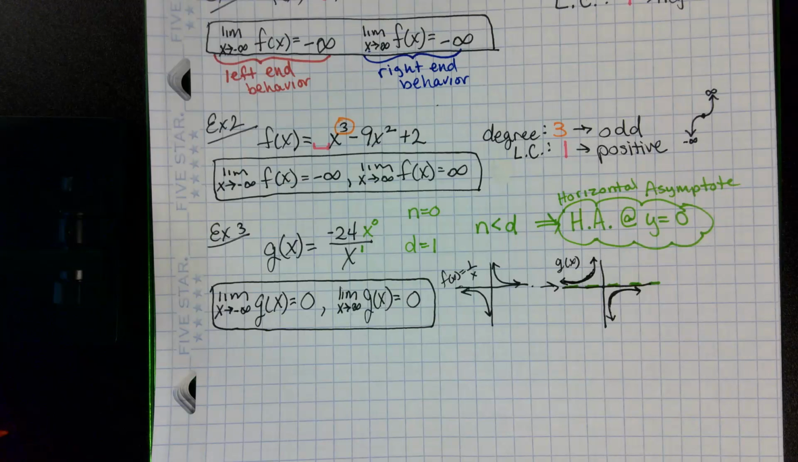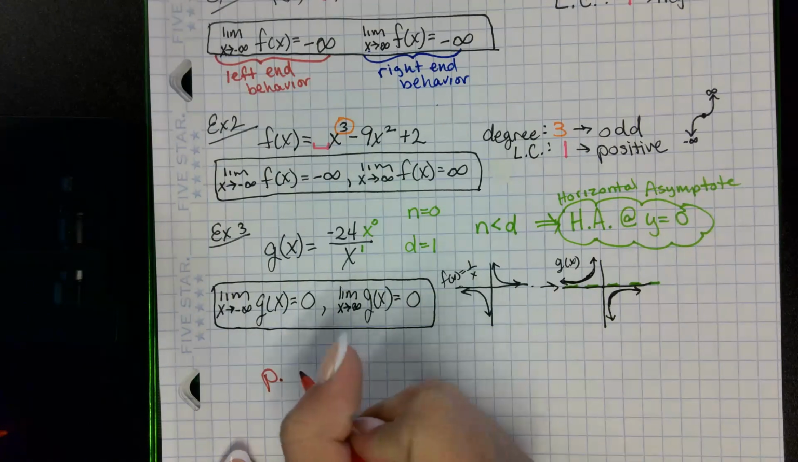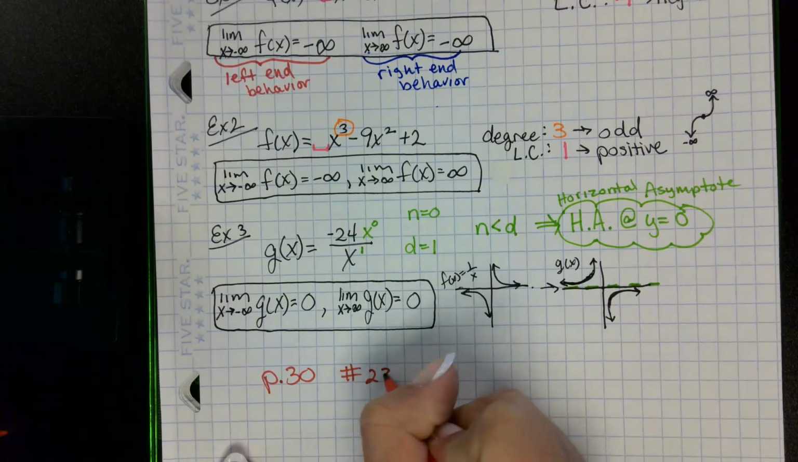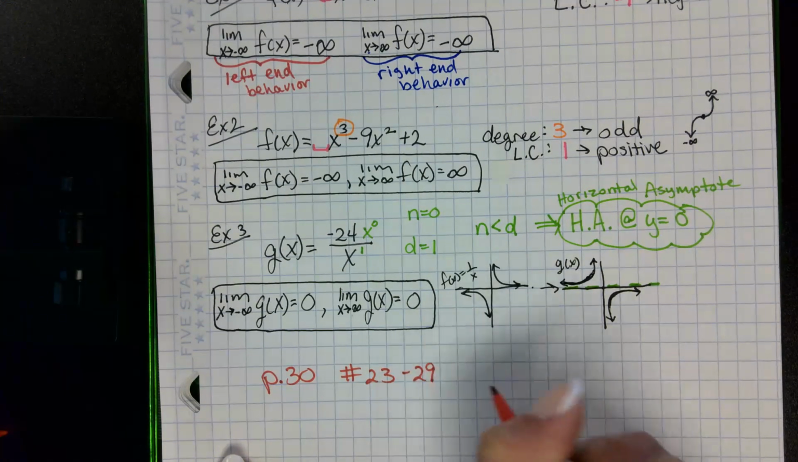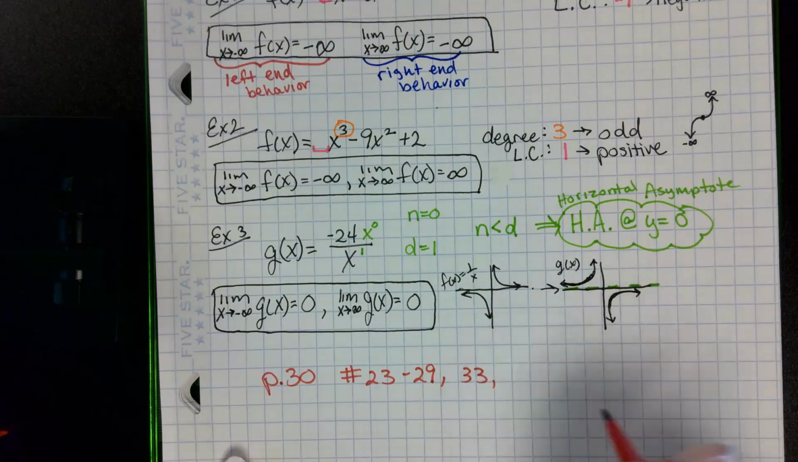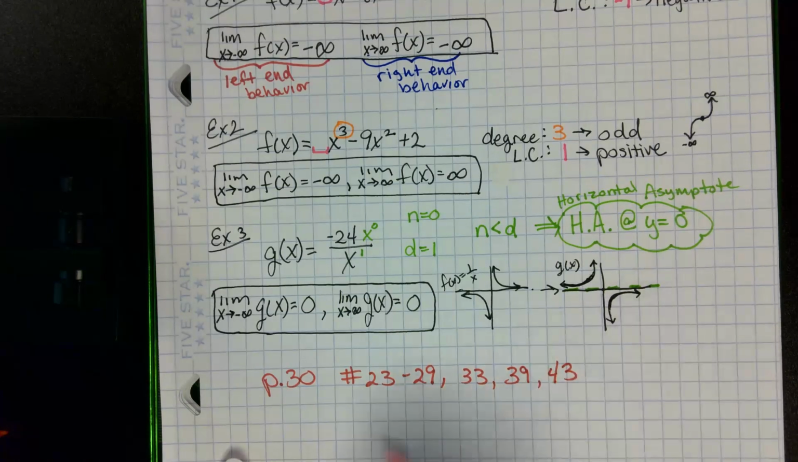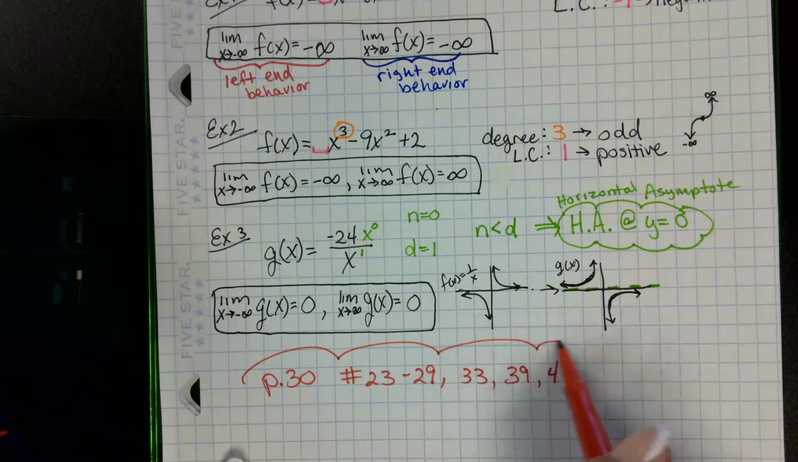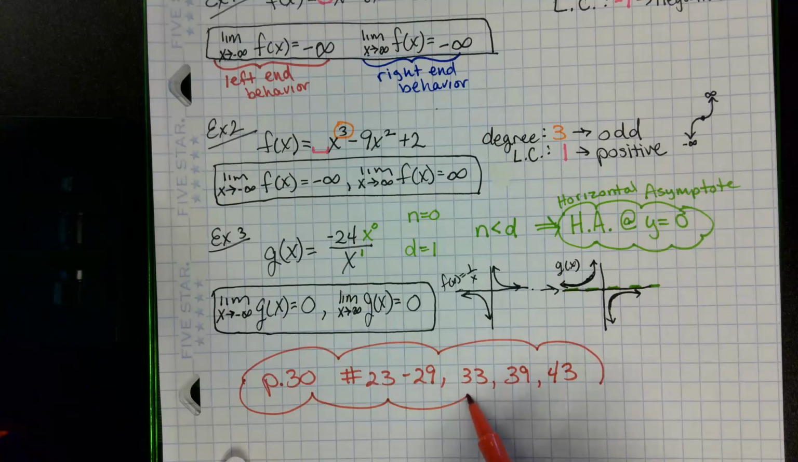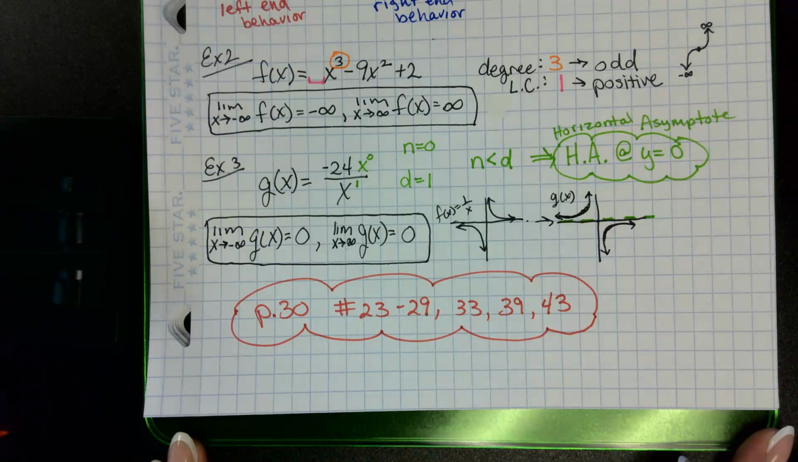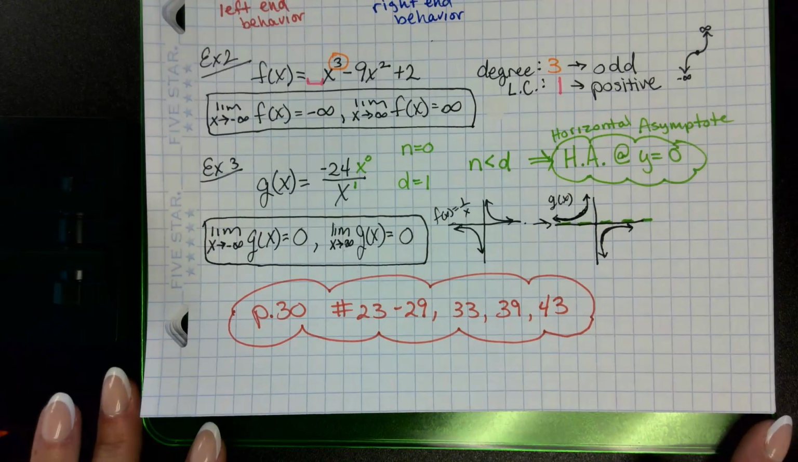Yes, I'm going to put up my notes on that. My Algebra 2 rational function little note card I have. Your assignment is page 30. We're going to do numbers 23 to 29, number 33, number 39, and number 43. I want you to do at least 1 or 2 of them today because I understand it can be a little confusing when you first start. And we're going to work on this tomorrow also.